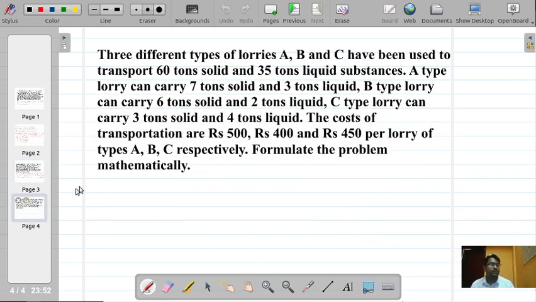You can have a look at another one. Three different types of lorries A, B and C have been used to transport 60 tons of solid and 35 tons of liquid substances.